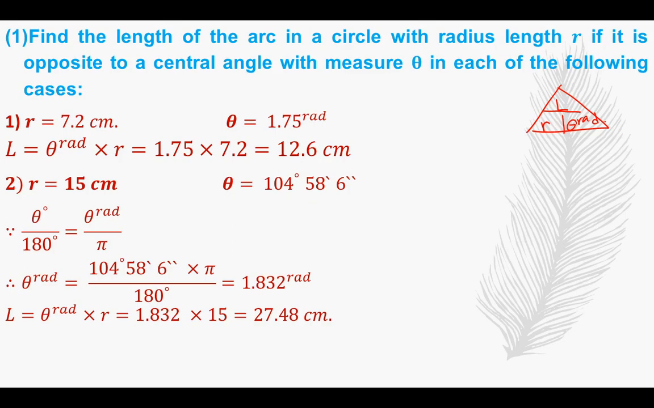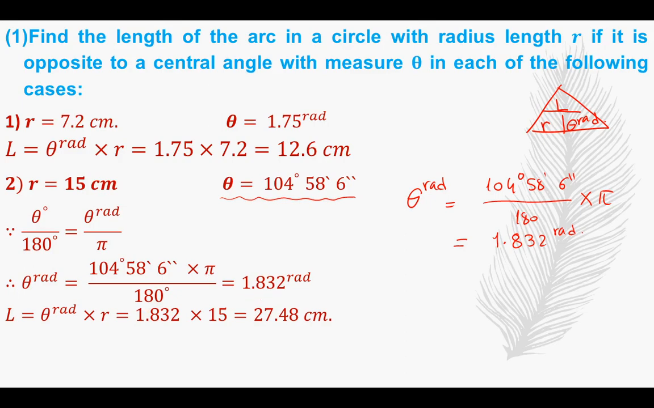Here you can see that we can't find the length of the arc except by using the rule, the length of the arc equals r multiplied by theta radian. Here we don't have theta radian, we have theta degree. So first we have to convert from theta degree to theta radian by using the rule. Theta radian equals the angle 104 degrees, 58 minutes, 6 seconds over 180 multiplied by pi.